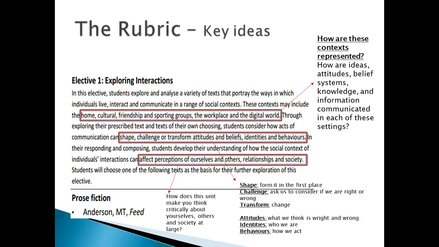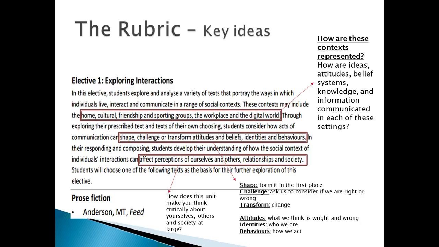So first of all, we've got a list of contexts that we need to consider. Particularly important for us studying Feed is the digital world, friendship, home and cultural. We see not so much in terms of sporting and workplace, although there are hints about workplace communication from when we see Titus's father. So what you need to ask is, how are these contexts represented?